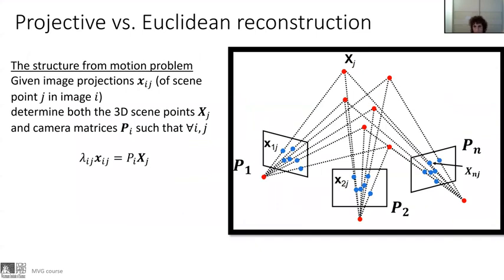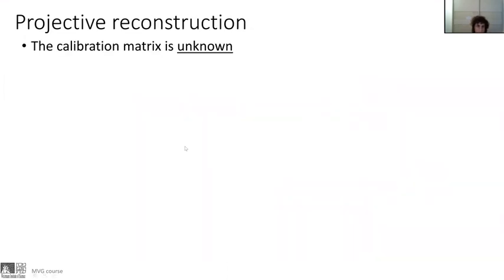I'm repeating this: we are going to solve the structure from motion problem, and what we have is the image projection xij. That's what we see. And we want to determine the 3D scene and the matrices. Just recall that i stands for the image i, and j stands for the point in the space, just to be consistent. Okay, so what is going to happen with the projective reconstruction?